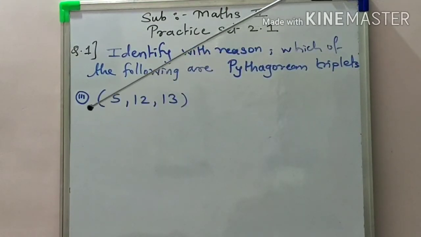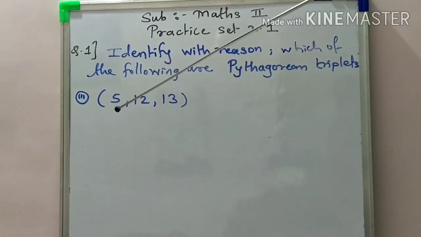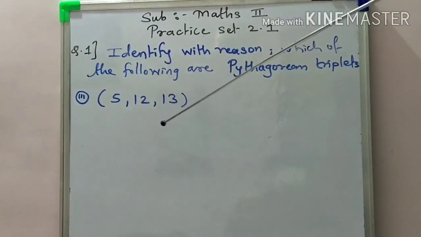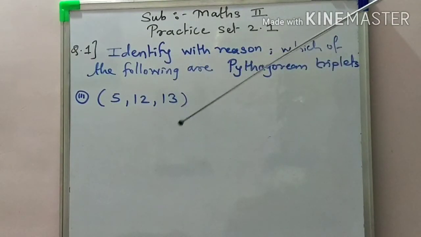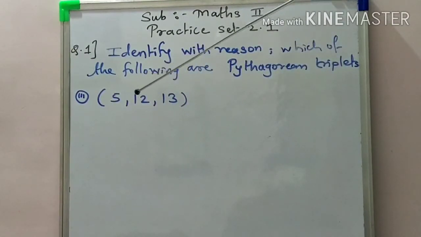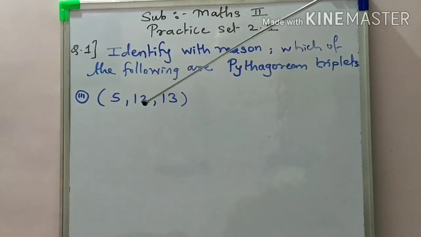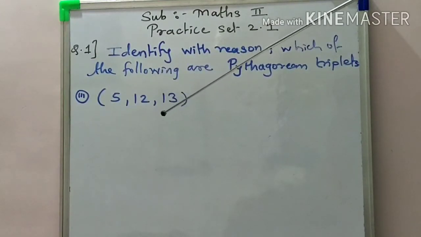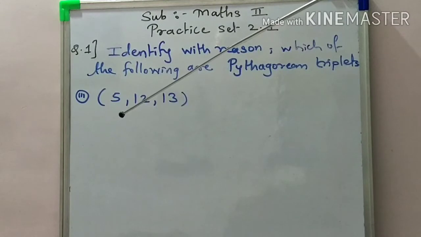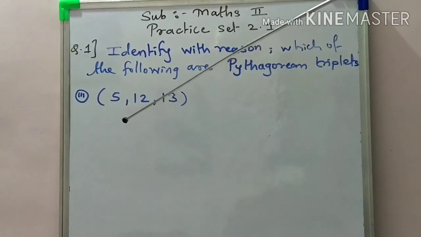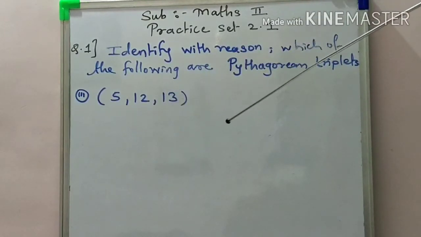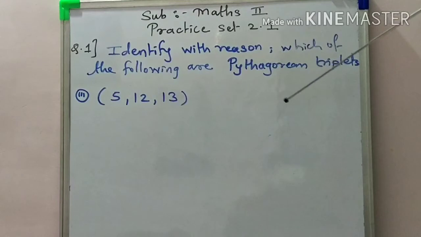Okay, so here we take the third one. We are given the values 5, 12 and 13, and we have to identify whether these are a Pythagorean triplet or not. Meaning, as we take these three values, is a right angle triangle formed or not? Okay, what we have to do here, students, is verify that the hypotenuse square equals the sum of squares of the remaining two sides.